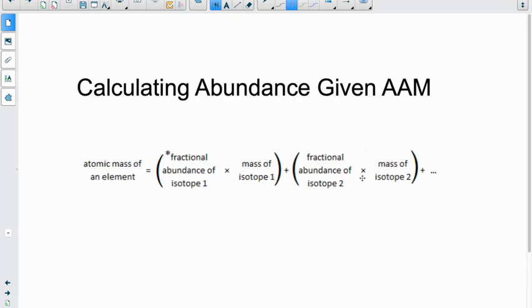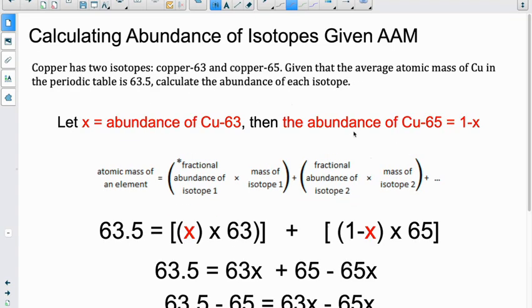The next question we're going to do is calculating the abundance, given the average atomic mass of an element. And this is a little bit harder to do. In this case, if I gave you the average atomic mass, and I gave you the mass of this isotope and the mass of that isotope, and I asked you to find the abundance of each, how would we go about doing that? This involves a little bit more math, but let's take a look at a quick example.